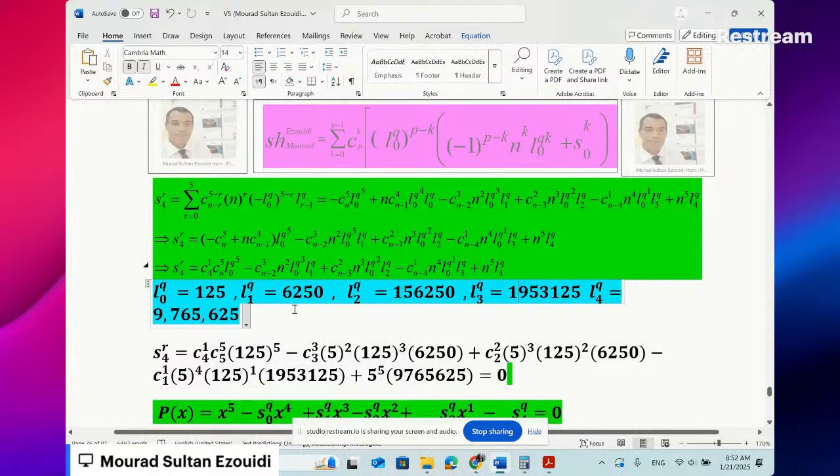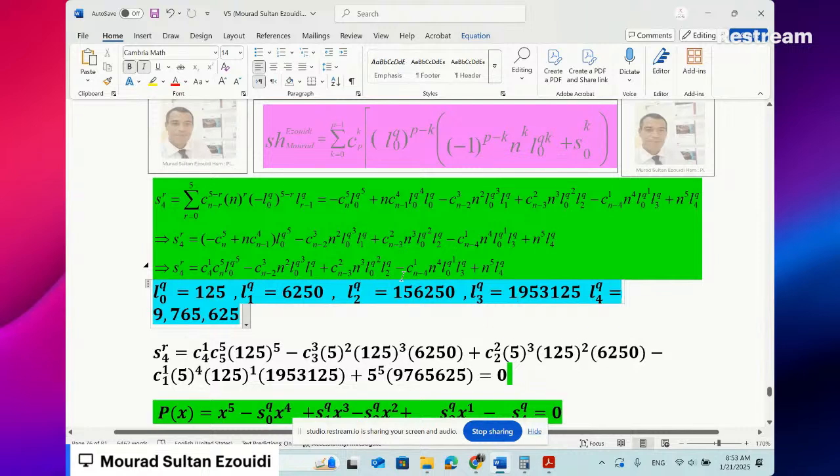Okay, so let's check. 4 choose 1, and the n is 5 now. 5 choose 5 is 1. I need to write it. Okay, 125 raised to the power 5, correct. Minus combination n minus 2, the n is 5, 5 minus 2 is 3, 3 choose 3 is 1, 5 squared times L0, okay, 125 raised to the power 3, correct. Times L0, correct. Plus n minus 3, 2, 2 choose 2 is 1, 5 cubed, 125 squared times this, correct?